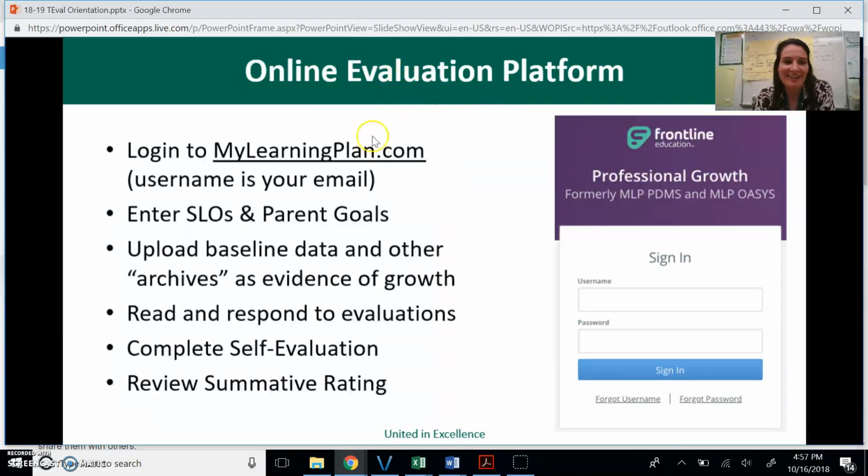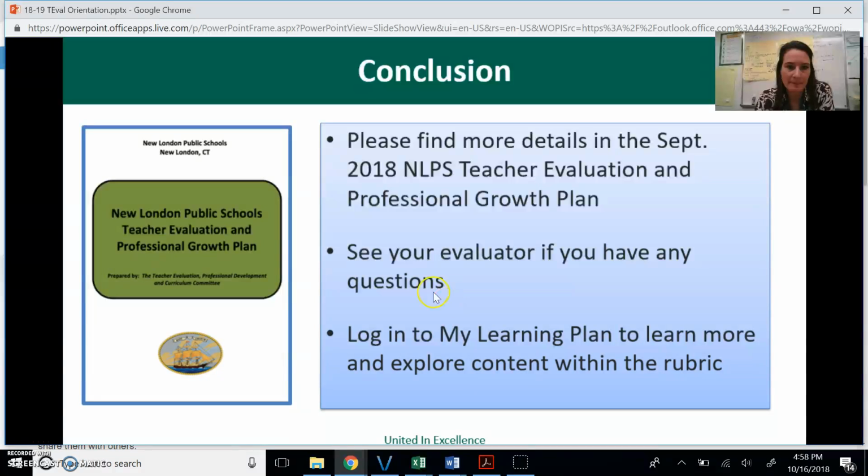Woohoo, hallelujah. We use these to enter our SLOs and our parent goals. You should have uploaded your baseline data so that we can take a look at it. You can also use this platform to read and respond to your evaluations. This is where you can complete a self-evaluation and, of course, where you'll finally be able to review your summative rating.